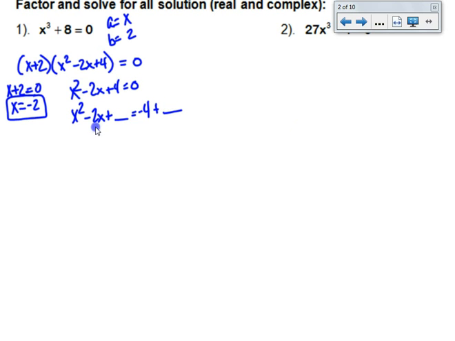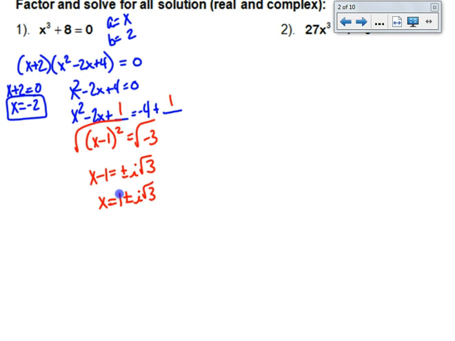Half of negative 2 is negative 1. Negative 1 squared is 1. So then we're going to factor x minus 1 quantity squared. And then negative 4 plus 1 is negative 3. And then when I go to solve this, because now I can square root, plus and minus square root of 3 with a negative 1 means it's i square root of 3. And then my final answers are 1 plus and minus i square root of 3.